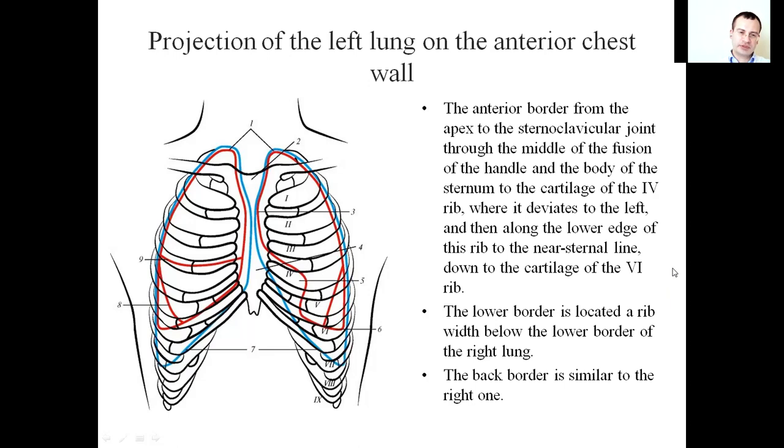So the lower border is located a rib width below the lower border of the right lung, and the back border is similar to the right one.